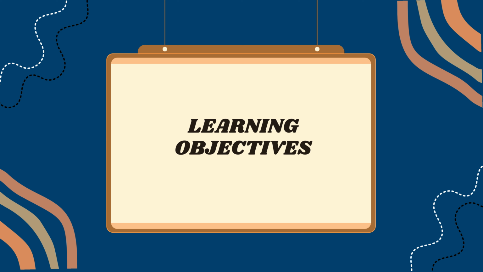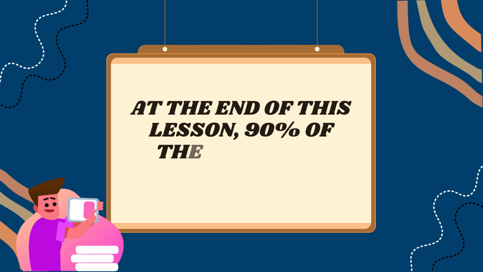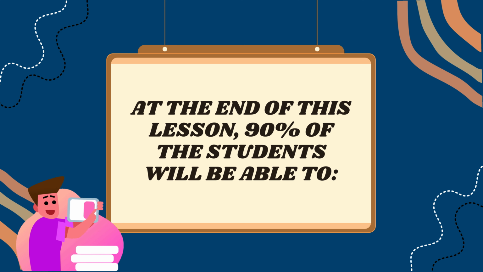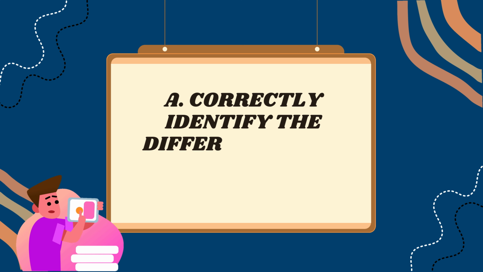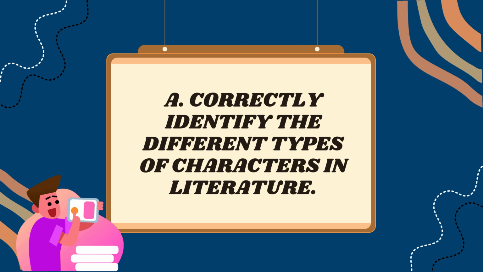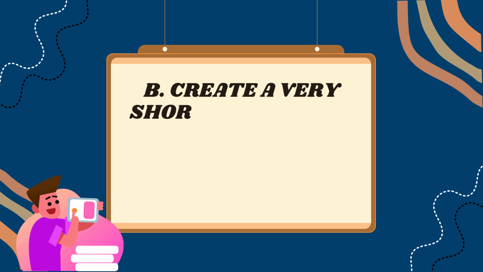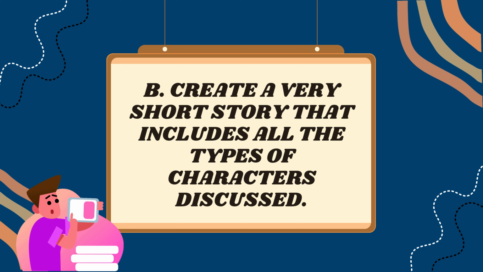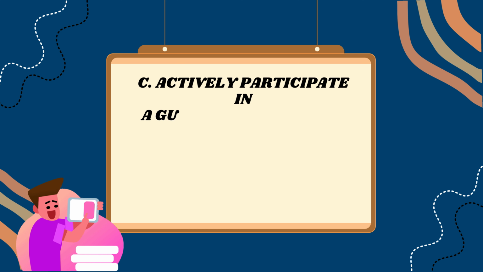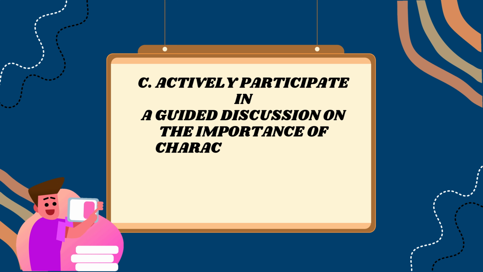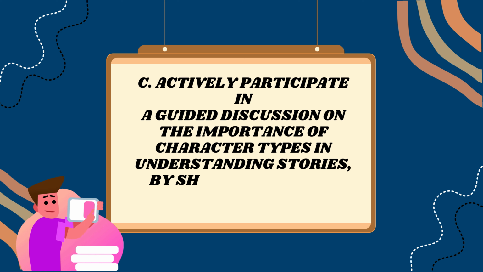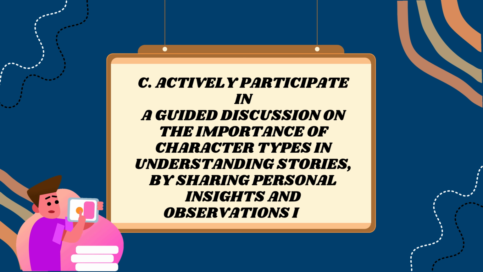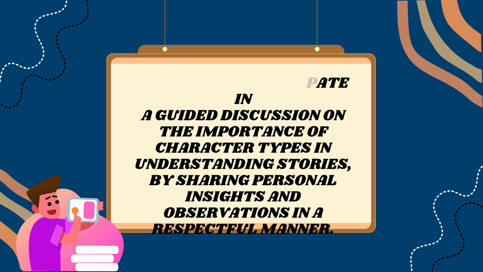Now, let's all read our learning objectives for today's lesson. Read it with me. At the end of this lesson, 90% of the students will be able to A. Correctly identify the different types of characters in literature. B. Create a very short story that includes all the types of characters discussed. And C. Actively participate in a guided discussion on the importance of character types in understanding stories by sharing personal insights and observations in a respectful manner.